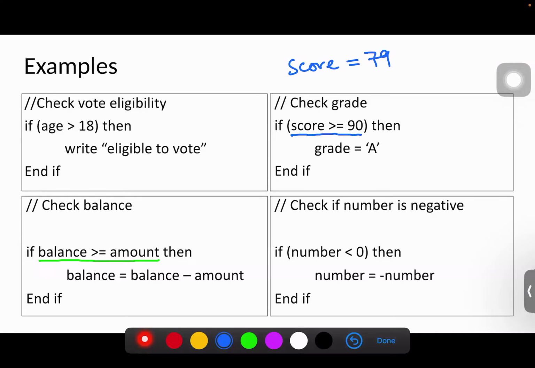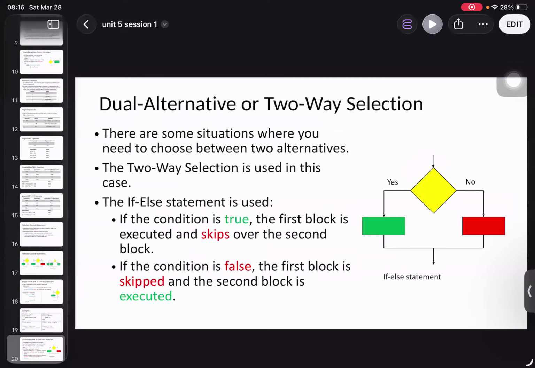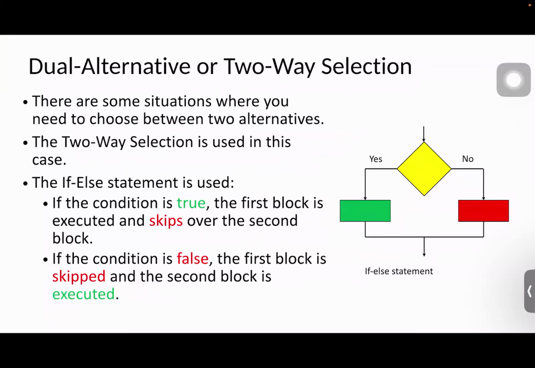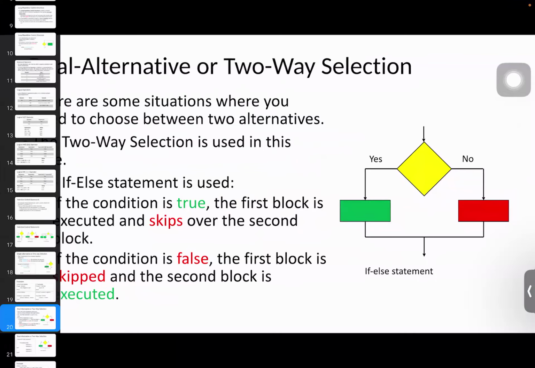Okay, but if, for example, score contains the number, I don't know why it keeps going back. I think I'm running out of battery, I think.